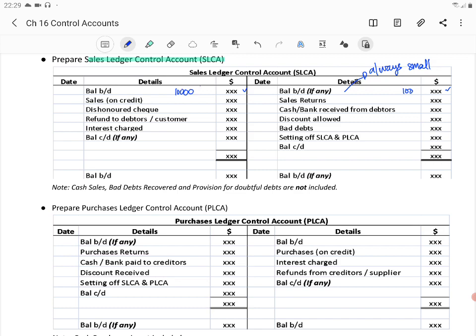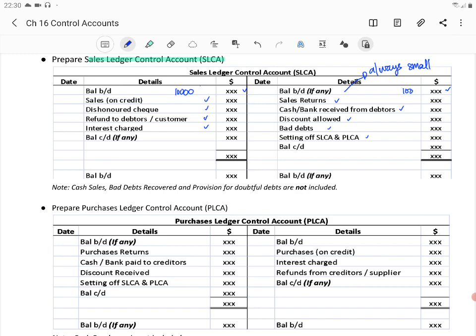Now, sales on credit goes in the debit side, and dishonoured cheques in the debit side. Refund to debtors will be in the debit side, and interest charged in the debit side. Sales returns go in the credit side, cash and bank received from the debtors goes to the credit side, discount allowed on the credit side, bad debts on the credit side, and setting off SLCA against PLCA is also on the credit side.